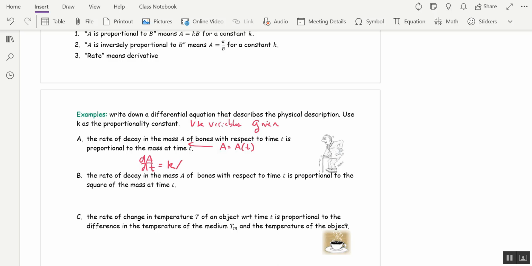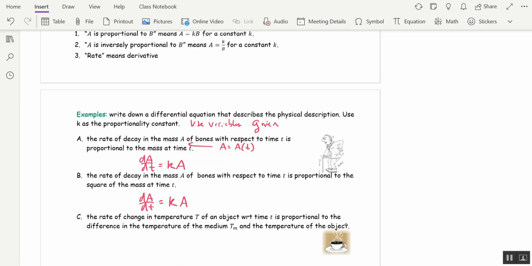Well, the mass at time t is A. So there is my mathematical sentence: dA/dt is kA. Let's do another one. The rate of decay in mass A of bones, so same thing with respect to time t, so that's dA/dt, is proportional to, so equals k, the square of the mass at time t.